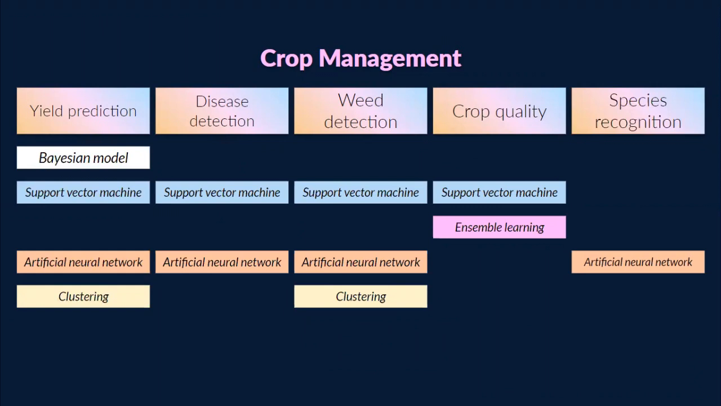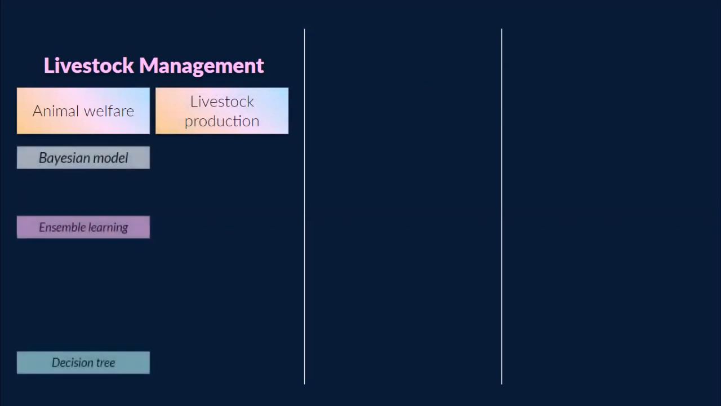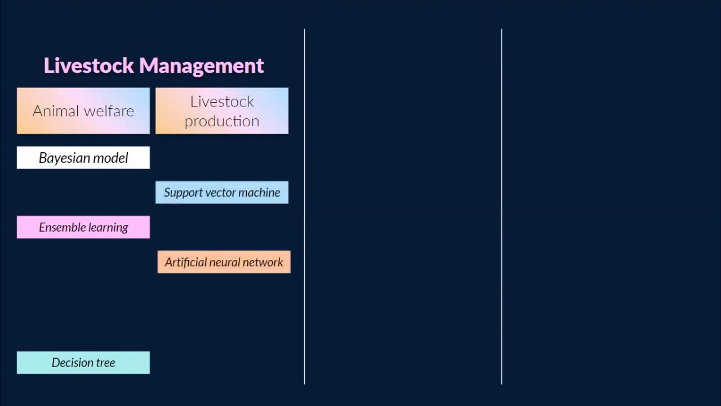Right now we're going to see the next management, which is livestock management. In livestock management, there are two subcategories that involve the application of machine learning models, which are animal welfare and livestock production. In animal welfare, Bayesian model, ensemble learning, and decision tree have been applied. In livestock production, support vector machine and artificial neural network have been applied.